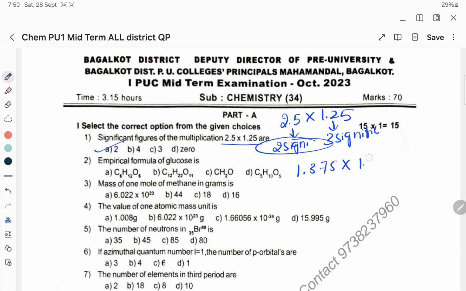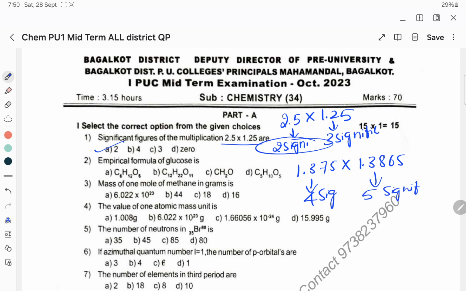1.375 into 1.3865. Okay, now let us check how many significant figures are there. Directly you can write this by taking whichever has the lowest significant figures. See here, how many significant figures are there? 4 significant figures. Now 1.3865, how many? Okay, 5 significant figures are there.